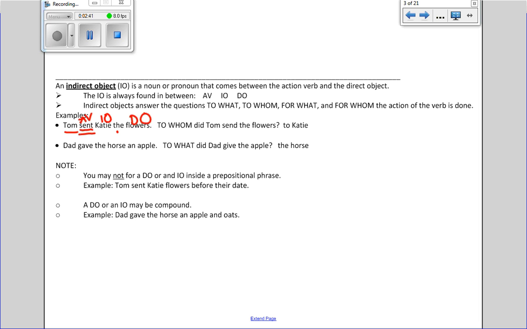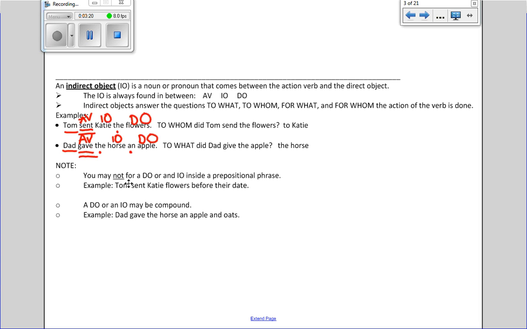Let's look at this example. Dad gave the horse an apple. So we go through and we're labeling. Dad's the subject. Gave is the verb. Is it an action verb? Yes, you can physically see Dad giving the horse the apple, so it's an action verb. So Dad gave what? An apple. So apple is the direct object. To whom? Or to what? The horse. So horse would be the indirect object there. Notice the order: action verb, indirect object, direct object. You must have a direct object to have an indirect object.